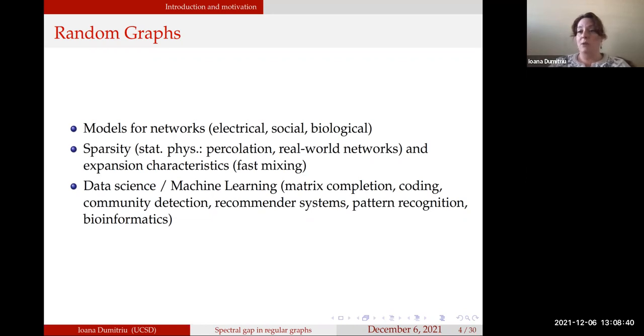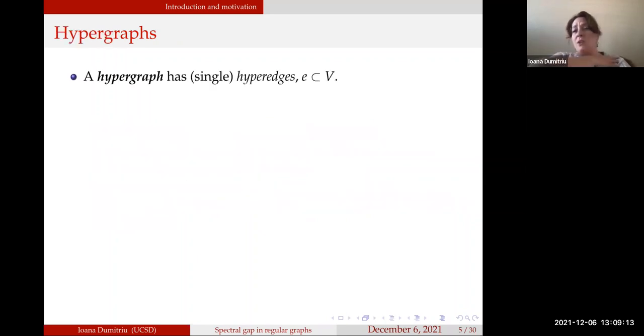And some of the topics where random graphs have been used recently are matrix completion, community detection, coding, recommender systems, bioinformatics, pattern recognition, and so on. So there's huge applicability for the study of random graphs, for the study of these expansion characteristics, and for using them for benchmarking and for providing guarantees for algorithms that are connected to machine learning problems. So let me tell you a little bit now about hypergraphs.